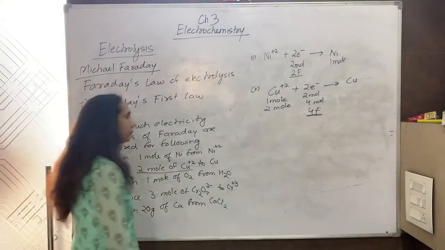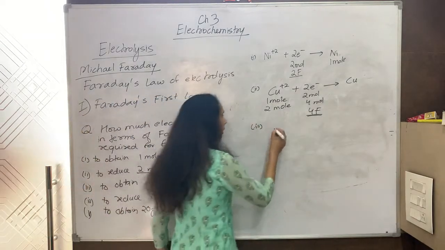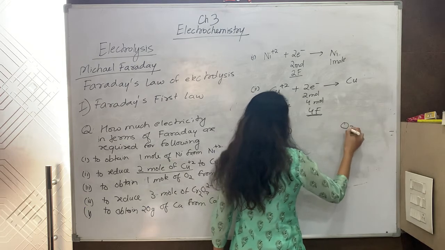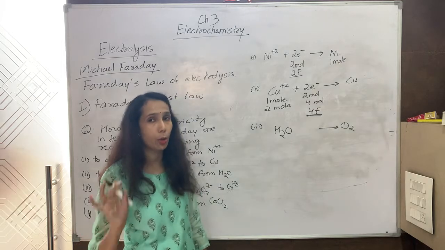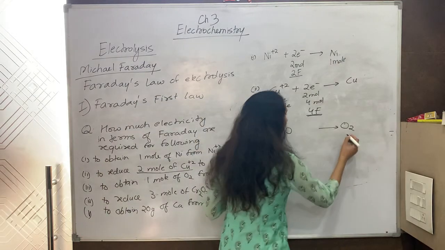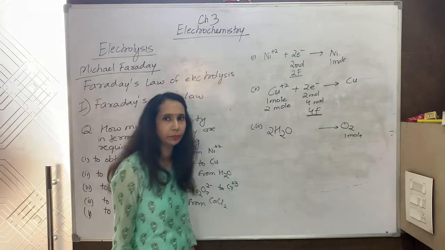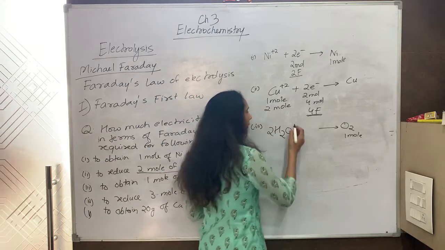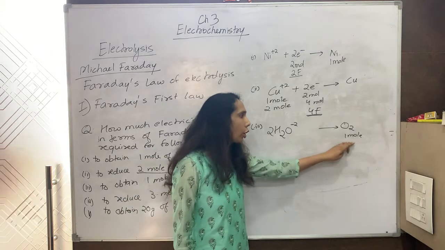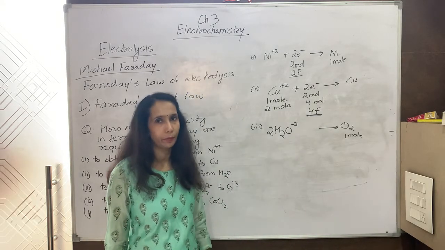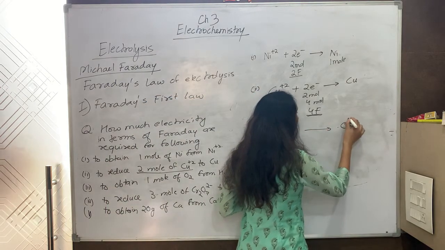Third part. To obtain 1 mole of O2 from H2O. So from H2O I want O2. Now you have to see only oxygen. You are not concerned with hydrogen, only oxygen. I have to obtain 1 mole. So I have to first balance it. There are 2 oxygens, so I write here 2. What is the charge on oxygen? -2. I am not concerned with hydrogen because in the question I have been asked only about oxygen. What is the charge on oxygen? -2.